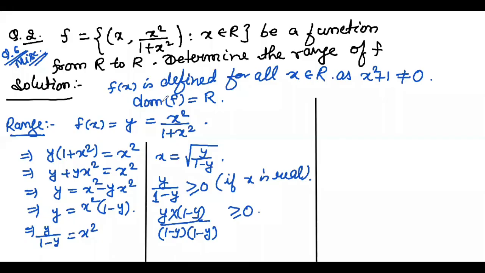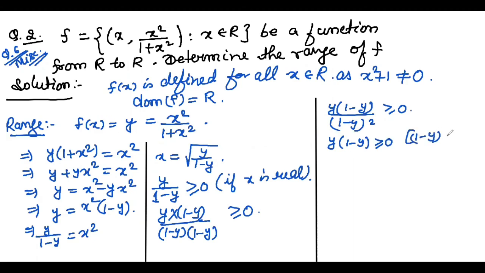Then we are getting y into 1 minus y by 1 minus y whole square, that is greater than or equal to 0. So you can see the denominator part is positive, square of any number is always positive. So we will reduce that, and just write y into 1 minus y is greater than or equal to 0, because 1 minus y whole square is greater than or equal to 0. So now we have to use the number line that we have discussed in the previous question.